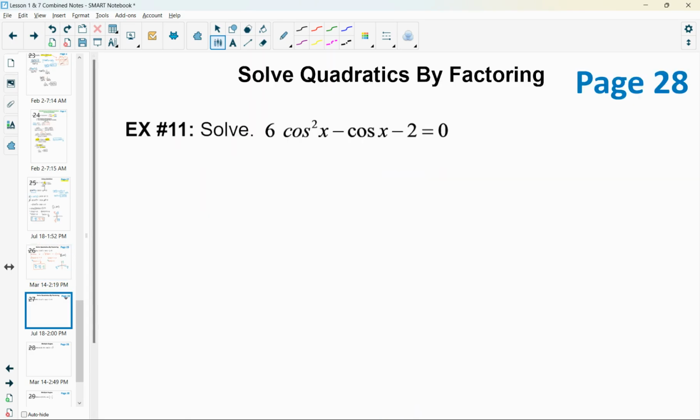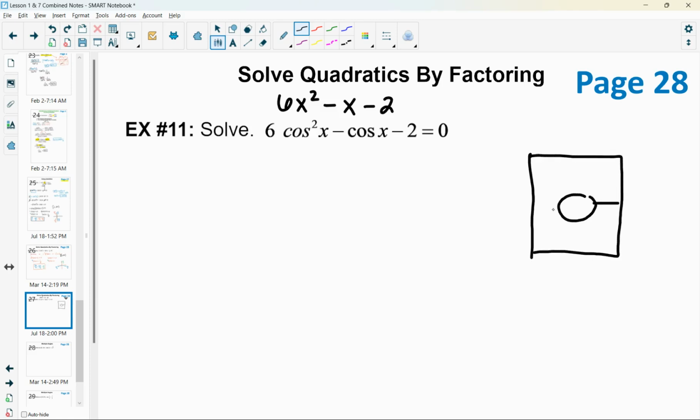Number 11 is another factoring one. And this one has an a value of 6. So if you wanted to do this one in the box, you could. And so this one, I'm just going to simplify it by pretending the cosines aren't there for a second. So I'm going to do it as 6x squared minus x minus 2. And I'm going to put this into the box. So we have 6x squared minus 1x minus 2.